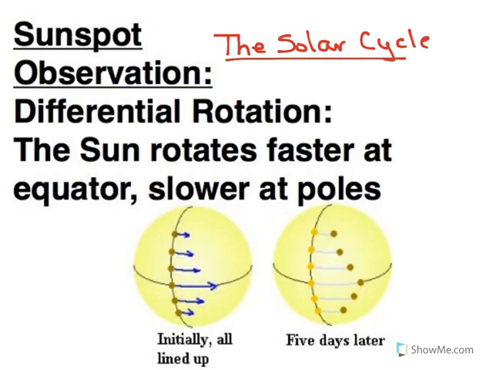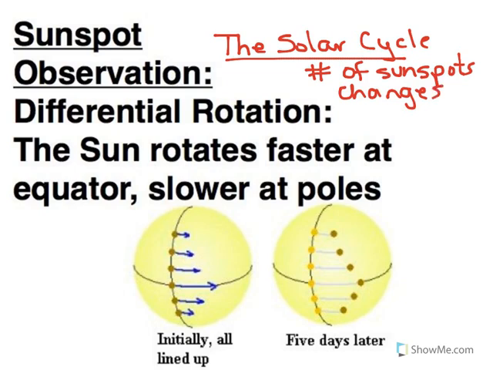The solar cycle. Historically, as people have observed the sun, they've noticed a variety of things. One of the things they noticed is that the number of sunspots changes fairly regularly. And it follows a cycle where there are times when there are a lot of sunspots and times when there are not very many at all.